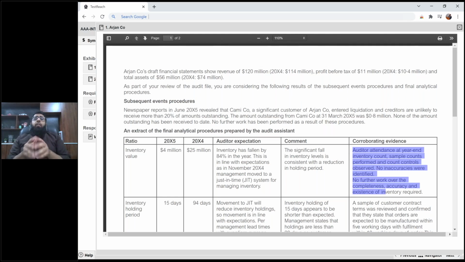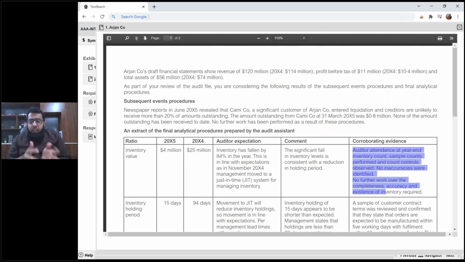Inventory count is very good, but inventory count can verify the existence. Through inventory count, you cannot verify the valuation. You cannot verify the value of the stock. You cannot verify whether each of the inventory which exists is obsolete or not. Just give it a thought. For every item which exists, how can you verify that it is valued at the right value or not?